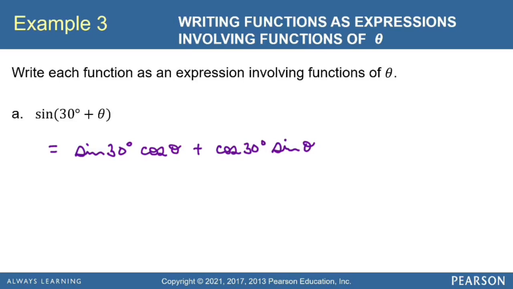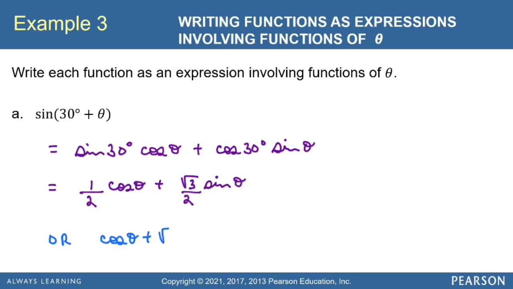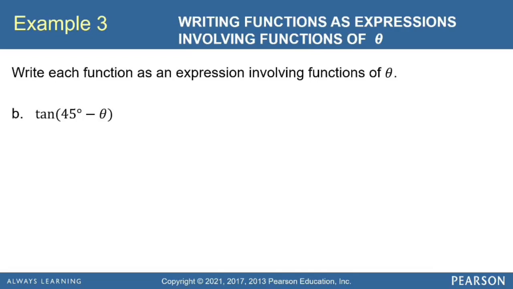Now, plugging in our known values, the sine of 30 degrees we know is 1/2, and the cosine of theta just has to stay cosine of theta. Then we have plus cosine of 30 degrees times sine of theta, which would be square root of 3 over 2 times sine of theta. This is fine just the way it is because we now have functions of theta only, but you can either leave it in this form or you could combine these two fractions into one fraction with a denominator of 2. And here's part B.